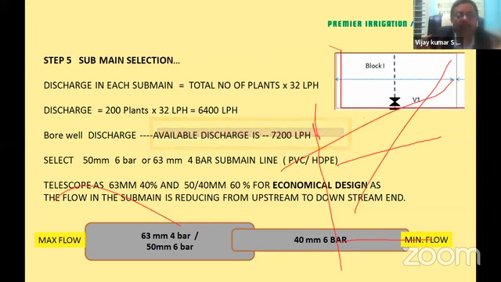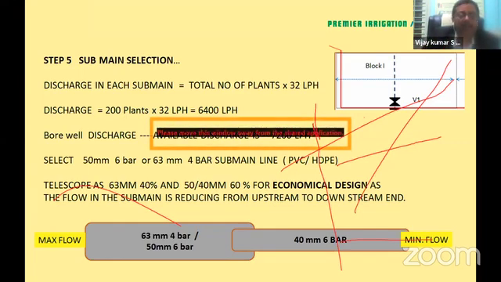What is the flow in one block? We know that there are 800 plants in this entire thing. We have made 4 blocks. Therefore, each block will have 200 plants. So 200 plants multiplied by 32 liters per hour gives 6,400 liters per hour. And the borewell available discharge, when you switch it on, is definitely going to be 7,200 liters per hour. So that is how it is going to be.